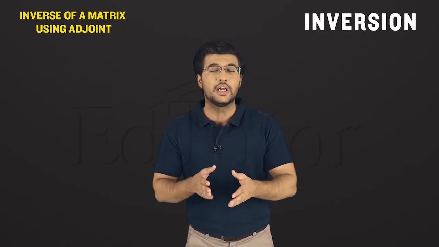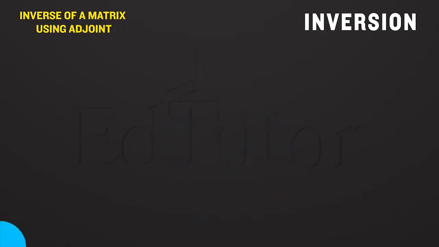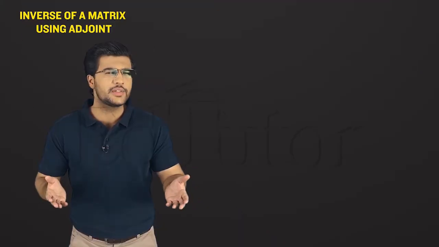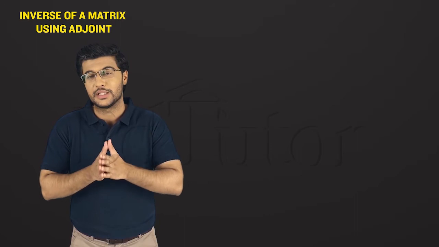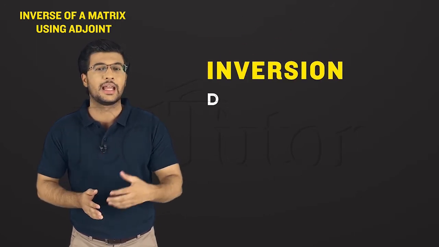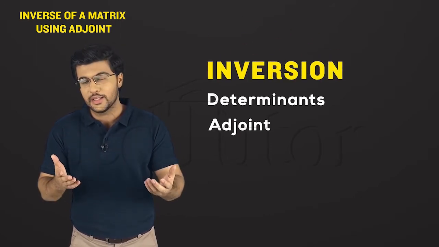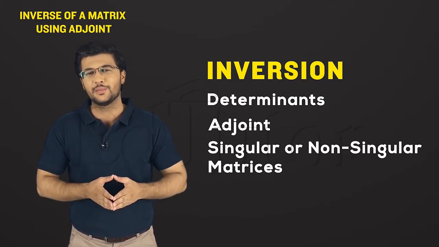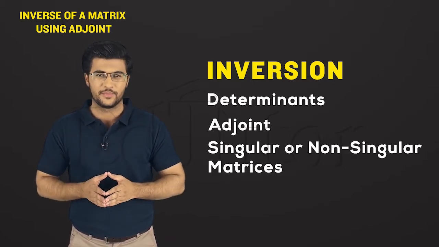Inversion means to turn upside down, like what happens to you in a roller coaster. Matrices can't do that, but they do have other things like determinants, adjoint, and singular or non-singular matrices that can help them do the same work.